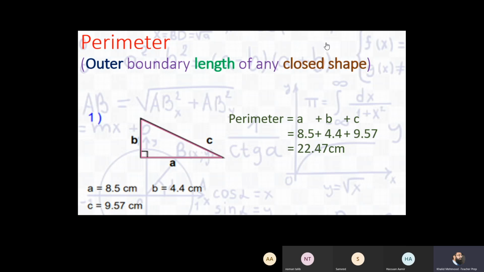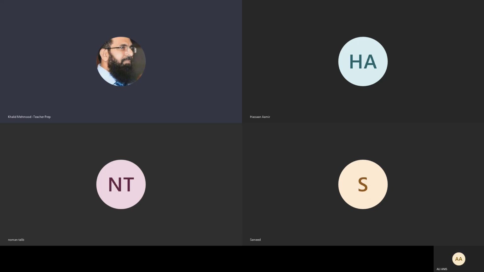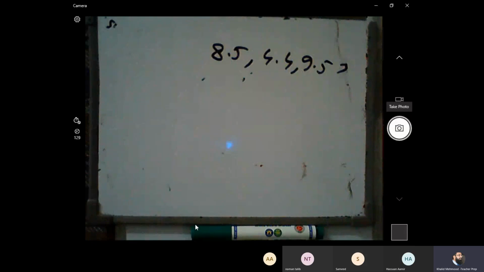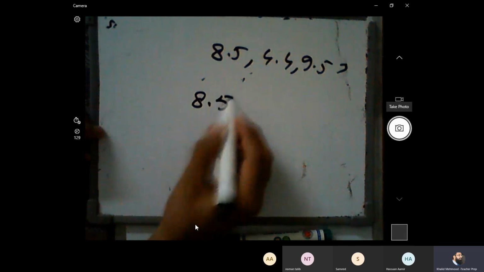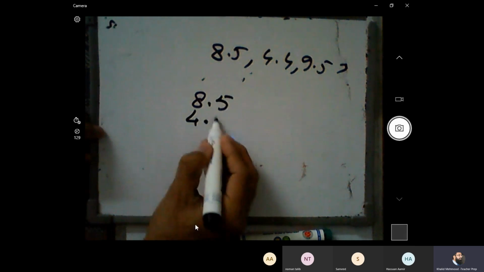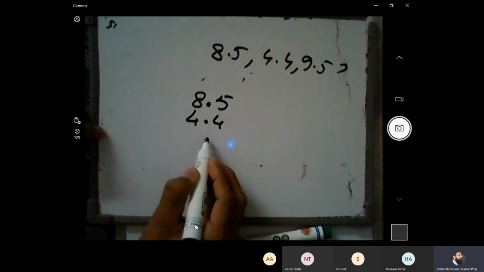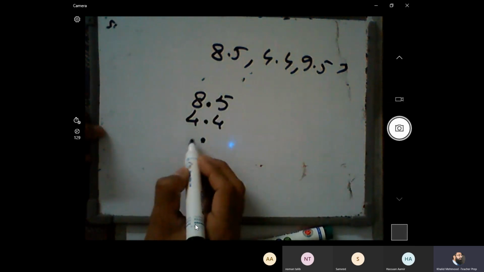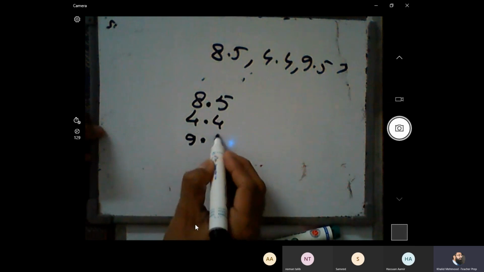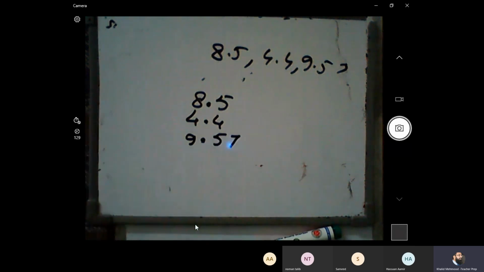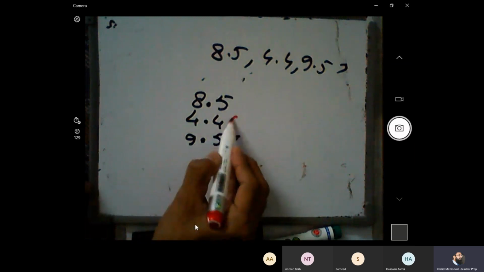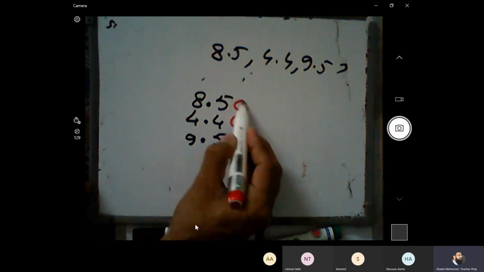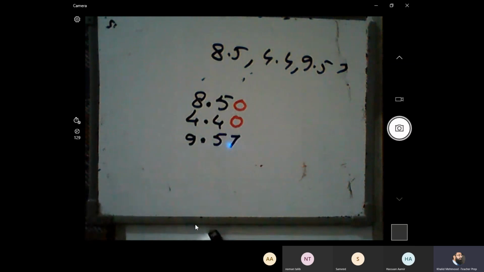Let me show you how we'll be adding manually. We'll write 8.5 and 4.4, decimal under the decimal. Similarly for the third one, we put decimal under the decimal and write 9.57. Now you can see that there are some numbers missing. There are blanks, so the blanks will be filled by 0, and then we can calculate.